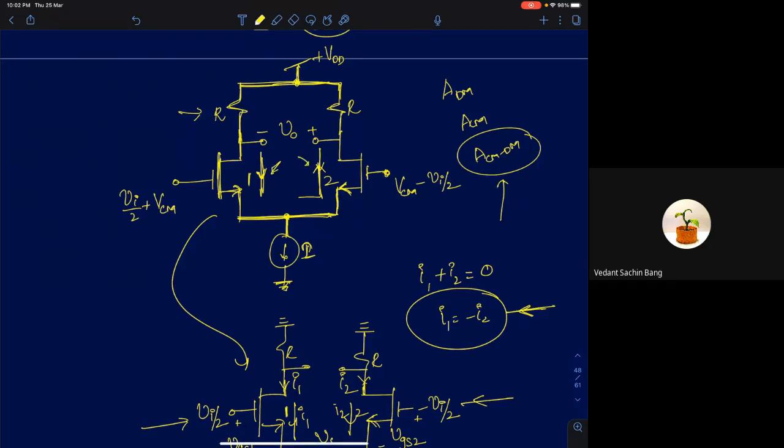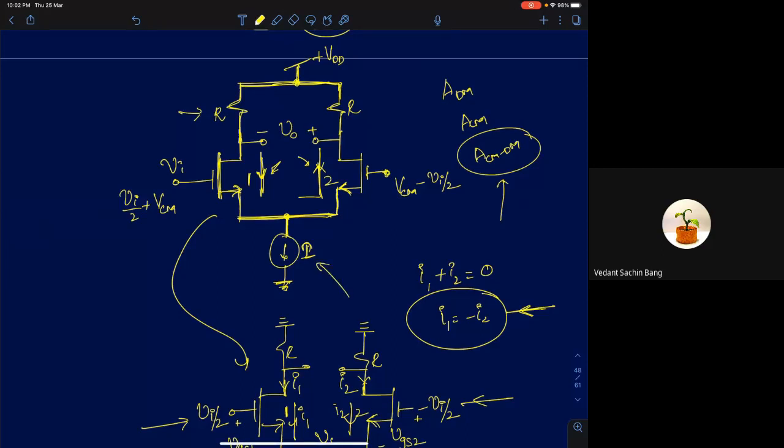A differential operation says that the currents in both the arms should be 180 degrees out of phase. Now the question is why? I'm just telling you that if you apply a positive gate voltage here, I1 can increase, and then I2 is decreasing. Similarly, if I2 is increasing, I1 has to decrease. That is naturally enforced by this current source.